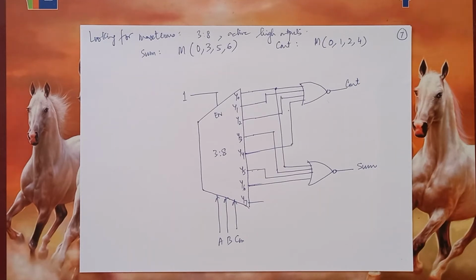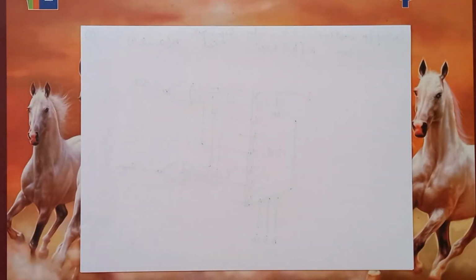So now let us ask ourselves, how can we realize a large logic function using smaller decoders? So let's say for example that we need to realize a 3:8 decoder. We don't have one. We need to realize a 3:8 decoder in spite of the fact that all that we have are 2:4 decoders.